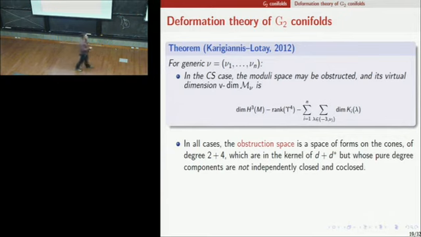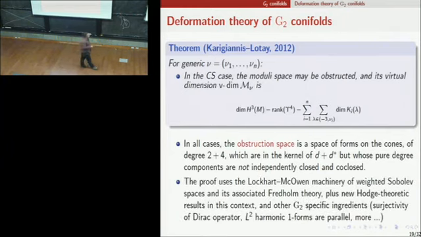individual pure degree components are not independently closed and co-closed. So of course on a compact manifold that can't happen, because if something's in the kernel of D plus D star, then it's harmonic, and if it's harmonic, it's closed and co-closed by integration by parts. But here we can't always integrate by parts, so there can be things of a mixed degree for which the sum is closed and the sum is co-closed, but the pure degree parts are not. So this is exactly what's obstructing it.